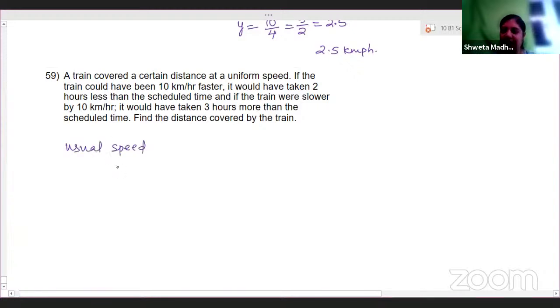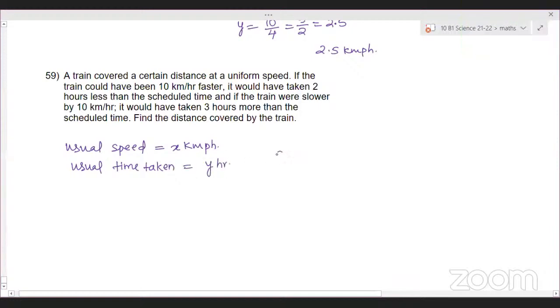This is the same question as compare this. Yesterday we have done an area question, area of a rectangle, where length and breadth changed. So this is a similar question. We will consider the usual speed as x km/h and the usual time taken to cover that distance as y hours.